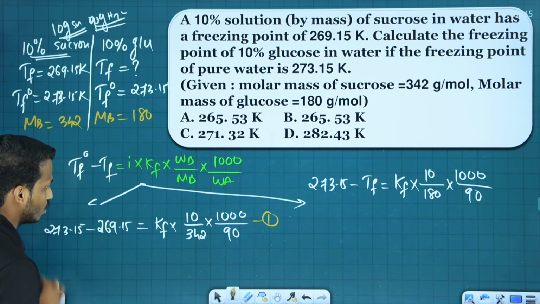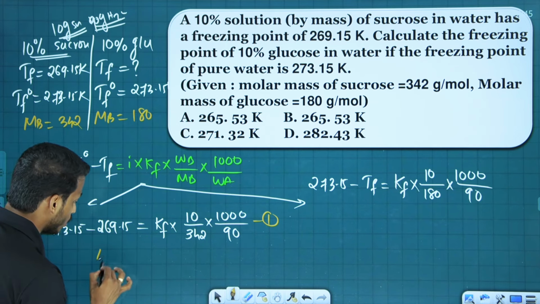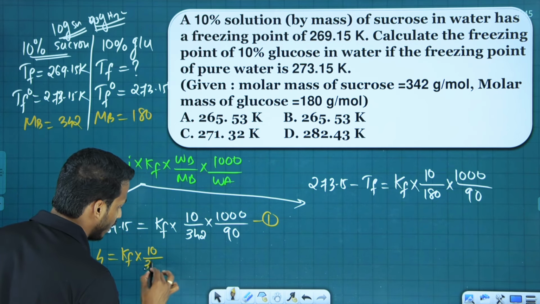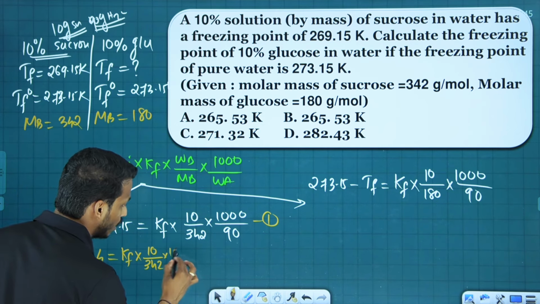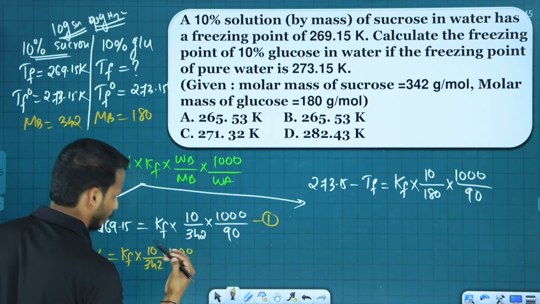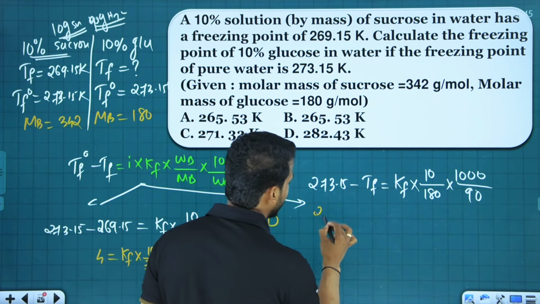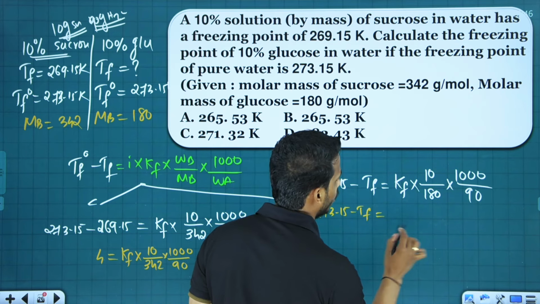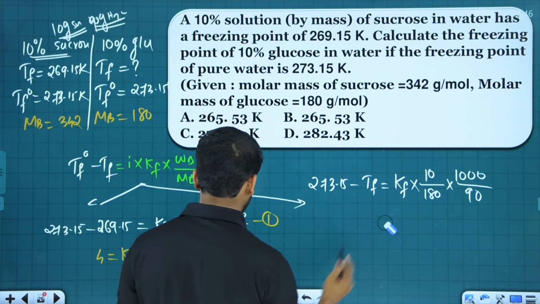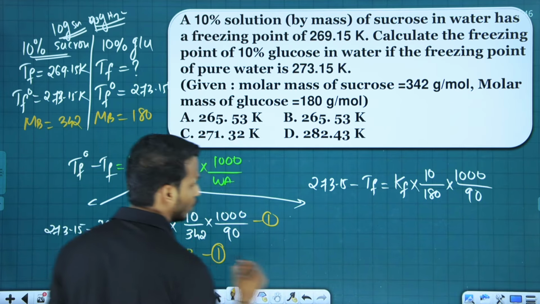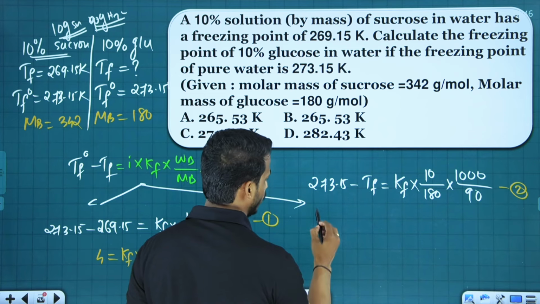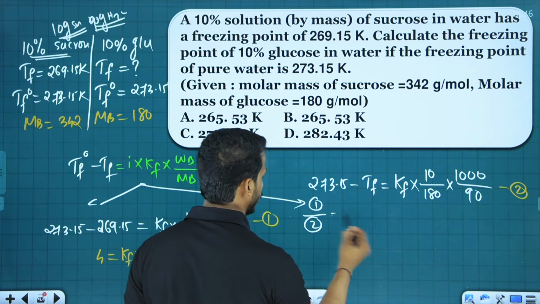273 minus 269 is around 4, right? So 4 equals KF into 10 divided by 342 into 1000 divided by 90. And here, 273.15 minus TF equals the other expression. Let us take the ratio. This is equation number 1 and equation number 2, taking the ratio 1 by 2.